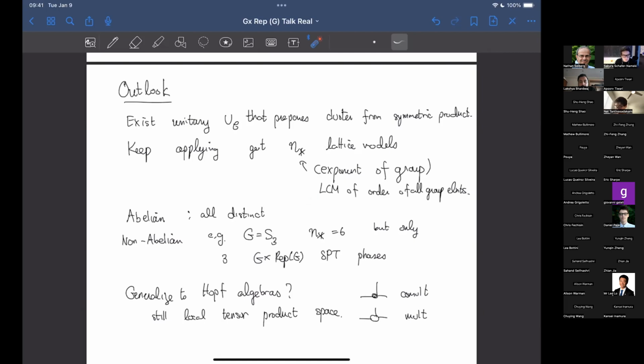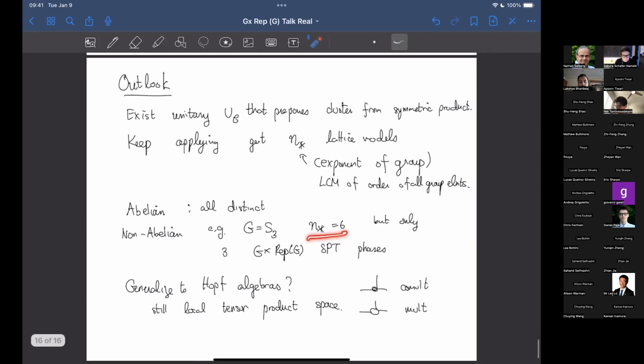So for example, let me choose G equals S3. You will get this number is 6, but it turns out that if you try to count the number of SPT phases protected by G times rep G, there are actually only 3 of them. So a curious question is, it means that some of these models must be equivalent to each other. I've only shown you if you apply the unitary once, but you can apply the unitary multiple times. How does this equivalence happen? We still don't really know.